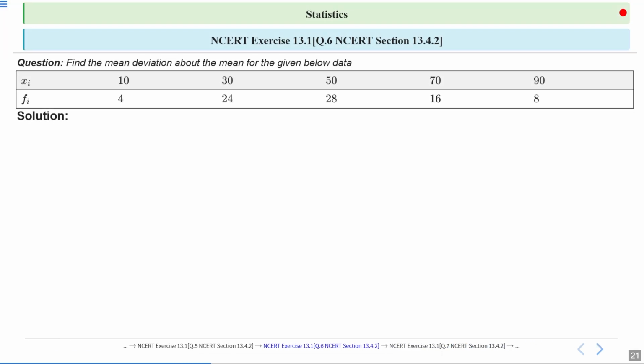We will solve this question step by step. First, let's recall the formula for mean deviation about the mean. Mean deviation is equal to 1 by n multiplied with the sum of f_i times the absolute value of x_i minus x bar, where i equal to 1 to n. Here n is the total number of frequencies, that is summation f_i, i equal to 1 to n. And x_i is each data value, and x bar is the mean.